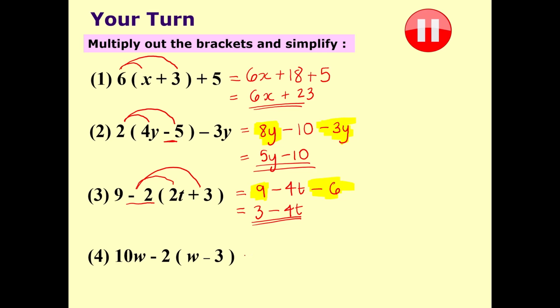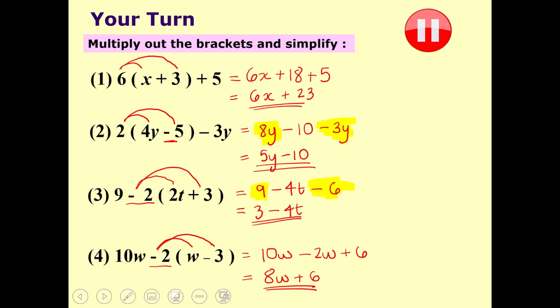Okay, last question. Similar to question 3, we've got a term at the beginning that we're not going to do anything with just yet, so we're just going to write that down. And then we're going to times by minus 2 again. So minus 2 times w gives you minus 2w. The minus 2 times minus 3 gives you plus 6. Negative times a negative gives you a positive. And then collect your w terms together to give you 8w plus 6. And that is your final answer. Okay, just make sure you mark your work there.